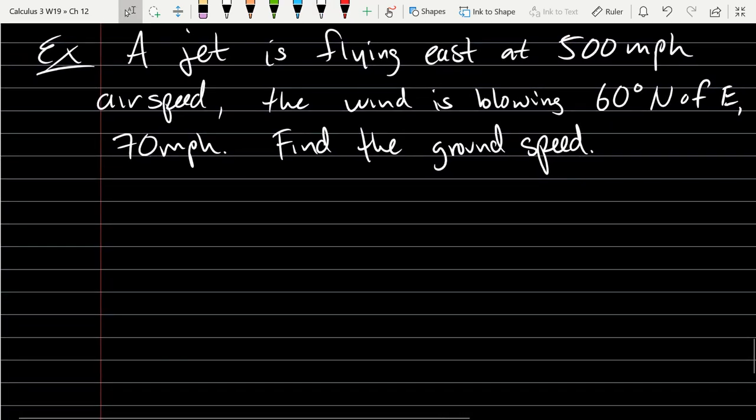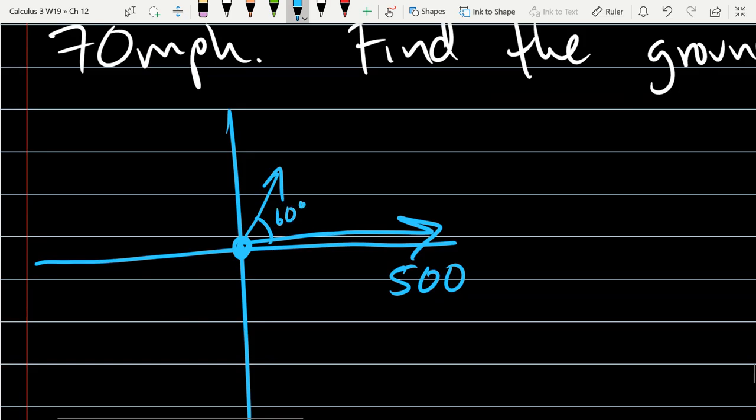All right, so let's think about how to draw this out. So we're going to have a jet flying east at 500 miles per hour. So east is to the right. So we're going 500 miles an hour to the east. So the wind is blowing 60 degrees north of east. So east would be directly to the right. 60 degrees north of that would be right there. So it's going to be 60 degrees northward of east. And that magnitude is 70.